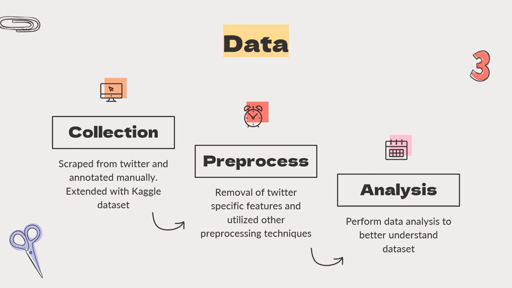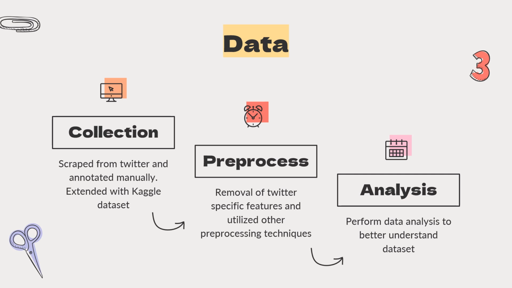So in order to detect suicidal ideation with AI, a dataset is required for these models to train on. Therefore, a dataset was curated by scraping Twitter for tweets, followed by manual annotation. Afterwards, a larger dataset was formed by extending it with a Kaggle dataset.